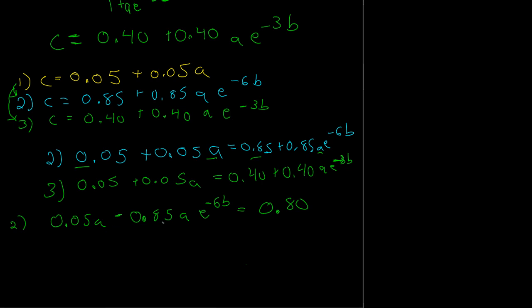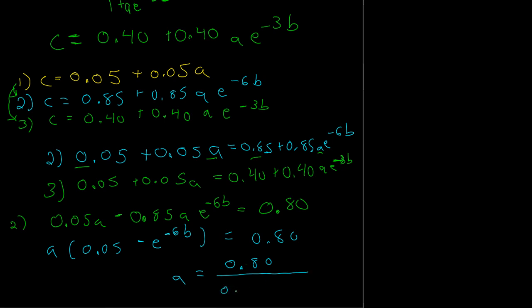Now notice both of these have an a in them. So I can pull out an a. 0.05 minus, whoops, I pulled out the a, 0.05 minus e to the negative 6b equals 0.80, or a is equal to 0.80 over 0.05 minus e to the negative 6b. So I manipulated equation 2 so that I have a term for a.